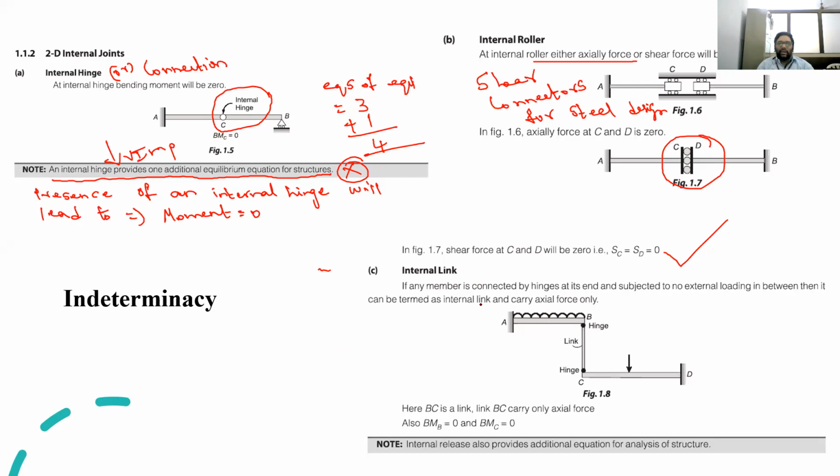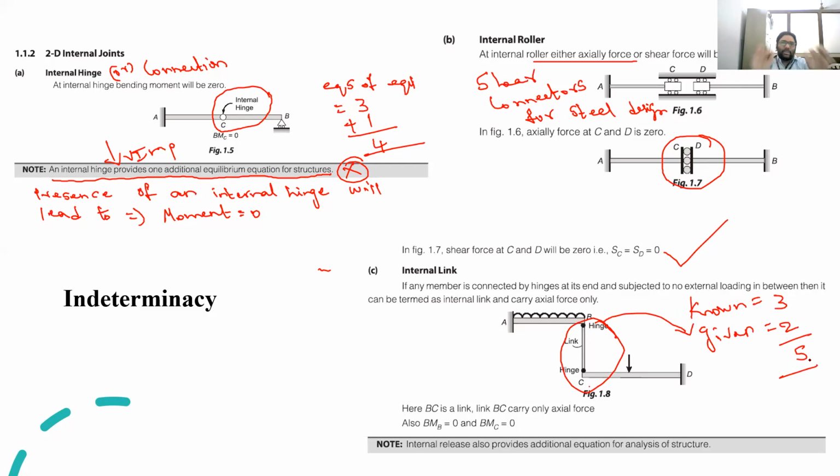Now we have internal link. If any member is connected by hinges at its ends and subjected to no external loading in between, then it can be termed as internal link and it will carry only axial load. See, it will have two internal hinges, so two conditions are there. How many equations of equilibrium? Known equations of equilibrium 3. Given condition as per internal hinges 2. So for this problem, total will be 5.